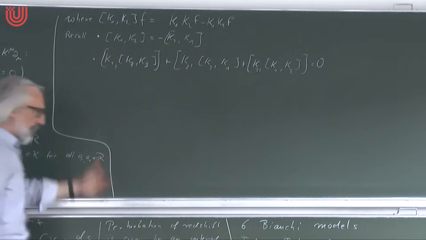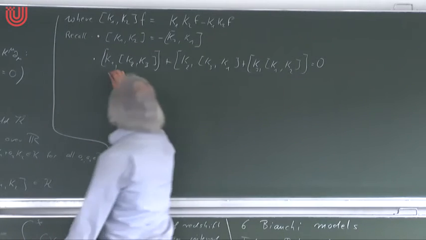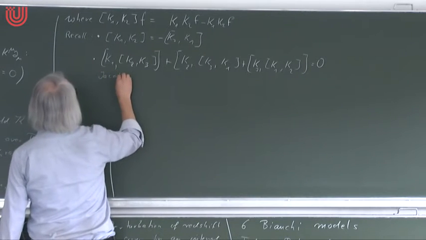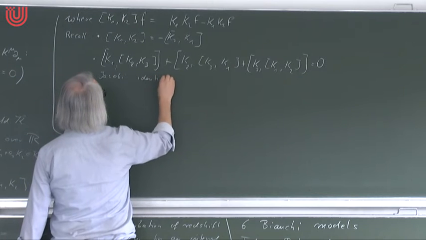It has a name, but I'm really getting senile. I forgot the name of this identity. Probably I haven't written it here. No, of course not. Jacobi identity, of course. Jacobi identity. That's what it's called.